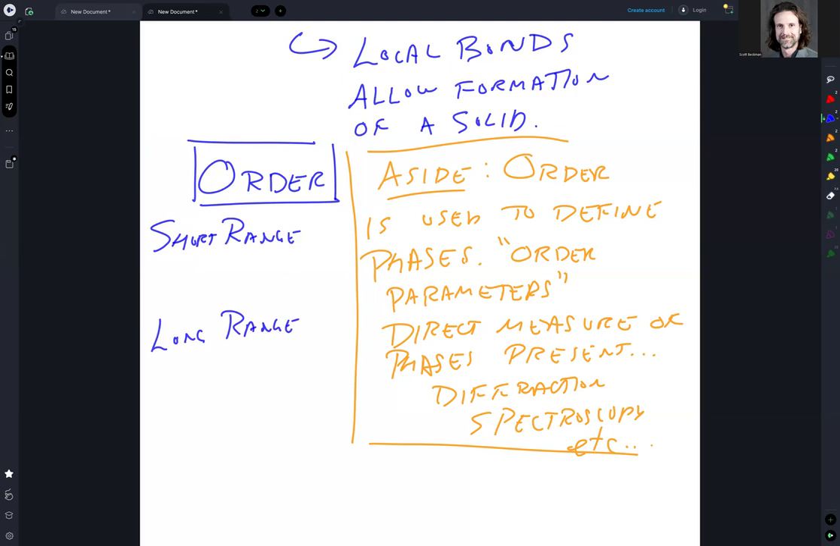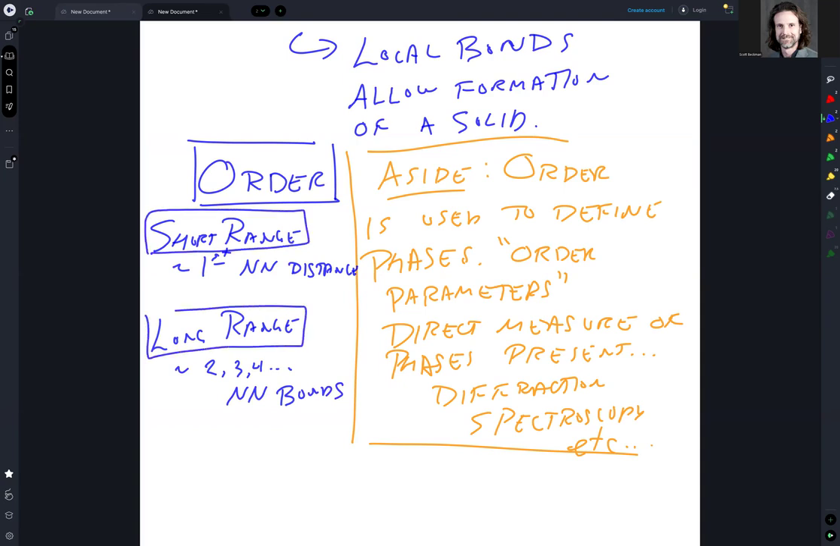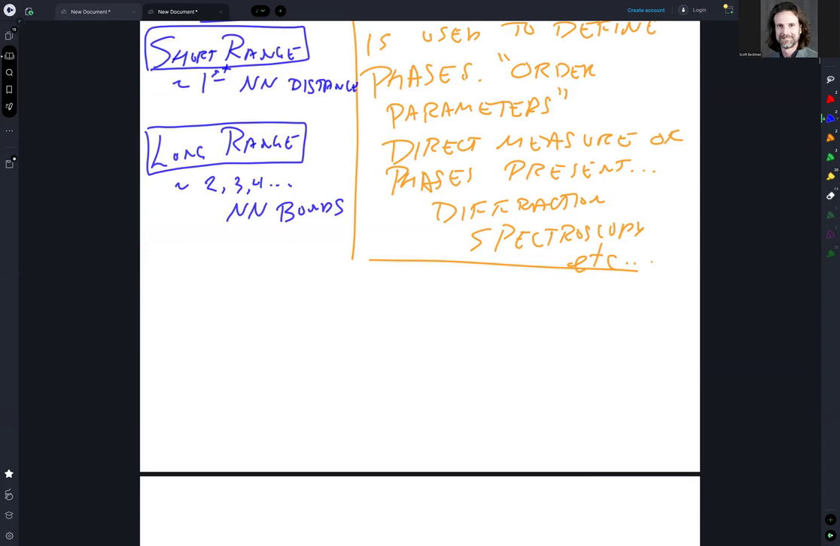Short range order, this really is first nearest neighbors. And long range is higher order. So we're talking two, three, four nearest neighbor bonds. Because when we talk about a crystal, we're talking about bonding that's occurring throughout the crystal. So let's draw a simple picture about this.